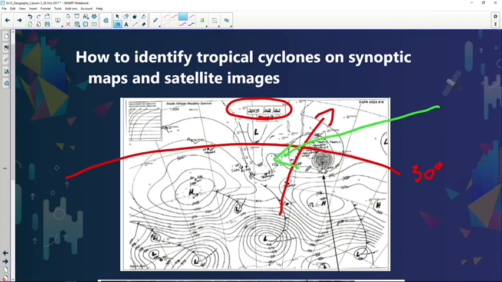After the break, we will continue with tropical cyclones on synoptic charts.